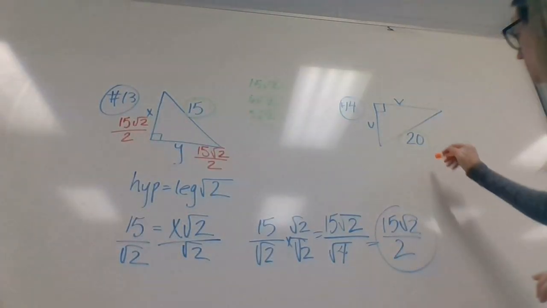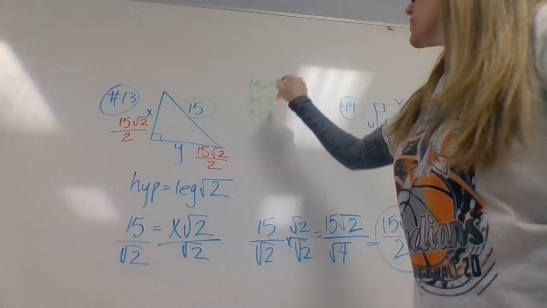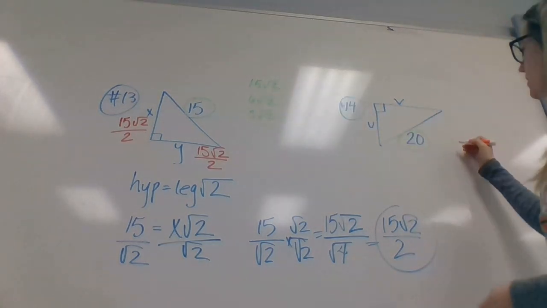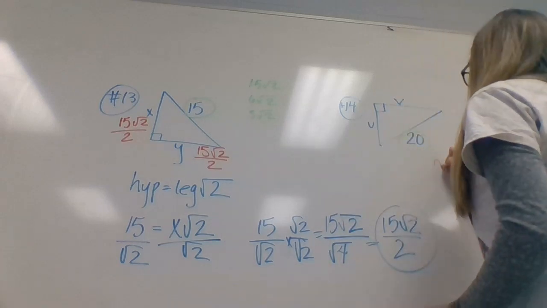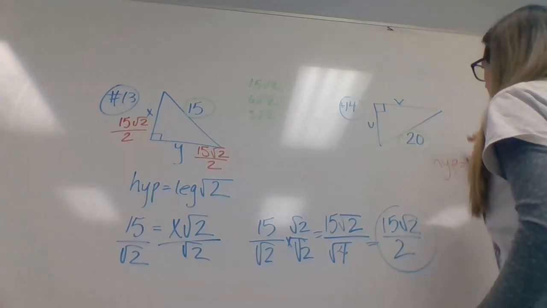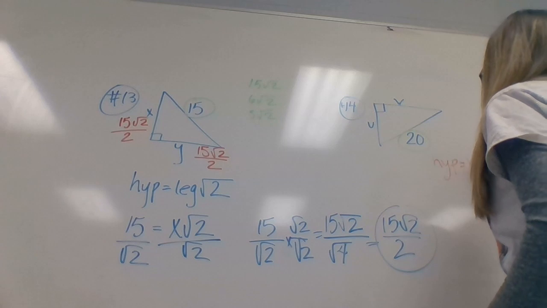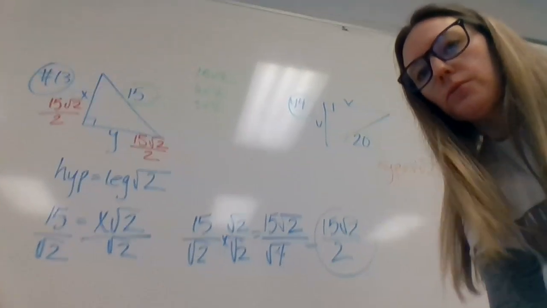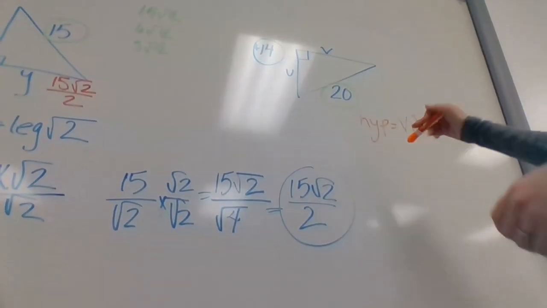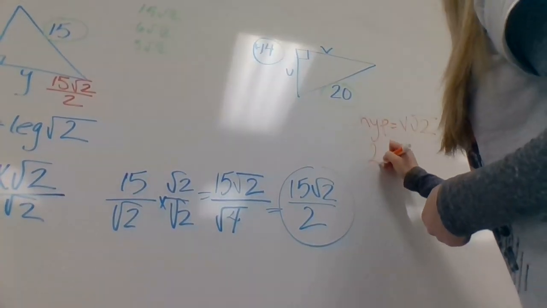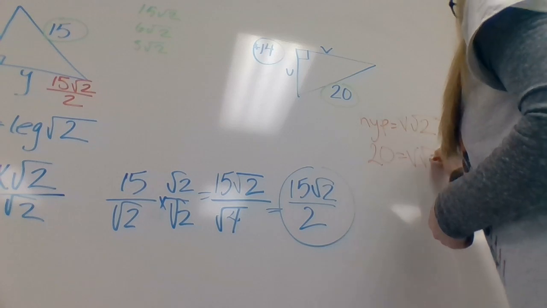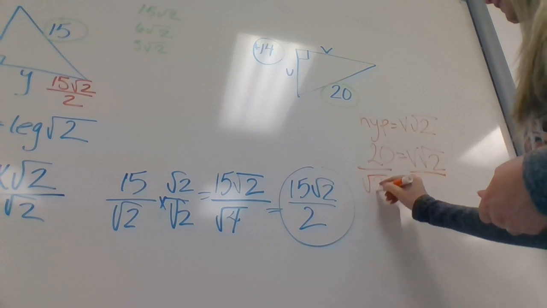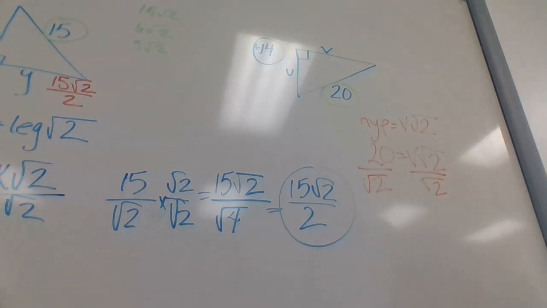So number 14 is pretty similar in that I have a whole number. Instead of these root 2's after my hypotenuses, I just have a whole number. So I'm going to do the same thing over here. I'm going to do my hypotenuse equals a leg, and in this case, I'll call it v times root 2. Let me bring this a little closer so you can see it. So I know that 20 is my hypotenuse, and I need to get v by itself. So divide, because this is being multiplied, divide both sides by root 2.